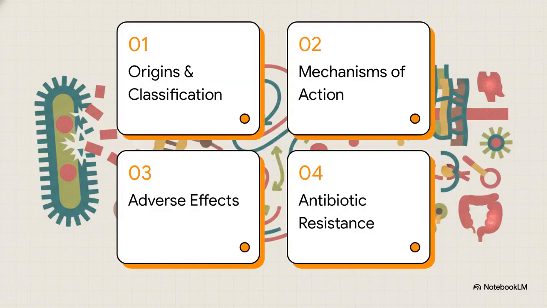Here is a quick look at our game plan for today. Section 1 covers the origins and classifications. Section 2 is a deep dive into the mechanisms of action. Section 3 hits the adverse effects and hypersensitivity reactions, and Section 4 covers the antibiotic resistance crisis.